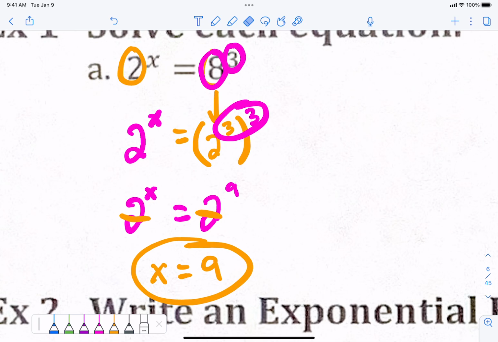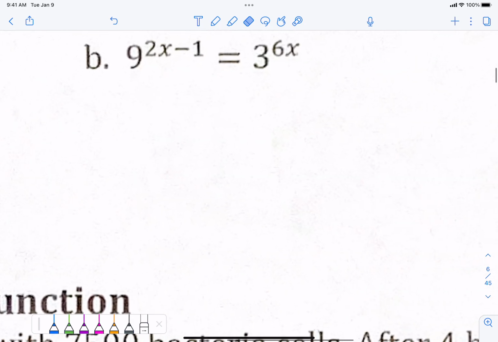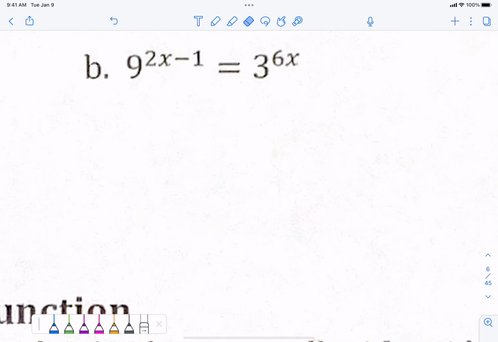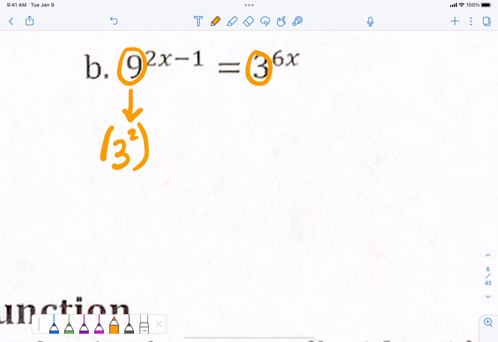Got it? Okay, B. My bases are 9 and 3. And we've got some really ugly exponents. Don't worry about those yet, okay? I want to change 9 and 3 to be the same number. Did you know that 9 is the same thing as 3 squared? Right? Yes? But then I have 2x minus 1 on the outside of that, okay?